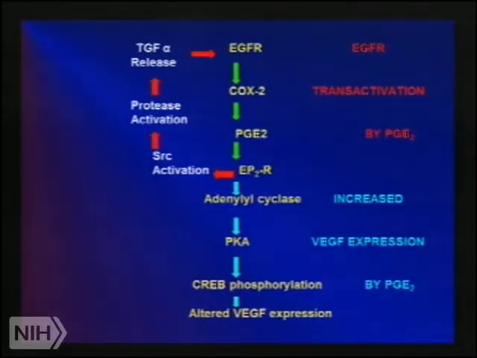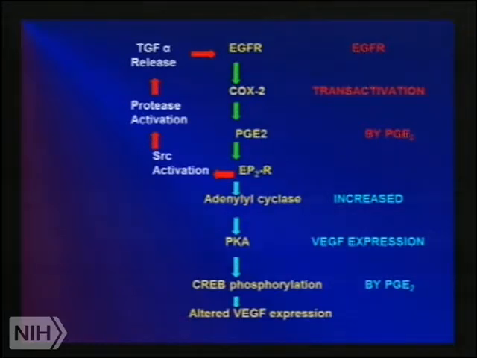So the process is that COX-2 will cause phospholipid production, leading to PGE2 production, which can then bind to this EP2 receptor, stimulating cyclic AMP, which will then activate protein kinase A, causing CREB phosphorylation and altered VEGF expression. It takes a few seconds to increase cyclic AMP. It takes about an hour to phosphorylate CREB. It takes about 24 hours to increase VEGF production. When we look at transactivation, once we have the EP2 receptor activated, that can activate the kinase SRC, leading to TGF alpha release, which can then cause EGF receptor tyrosine phosphorylation.